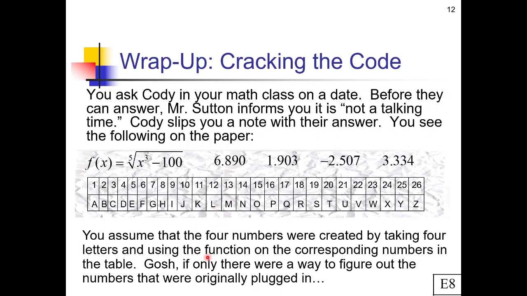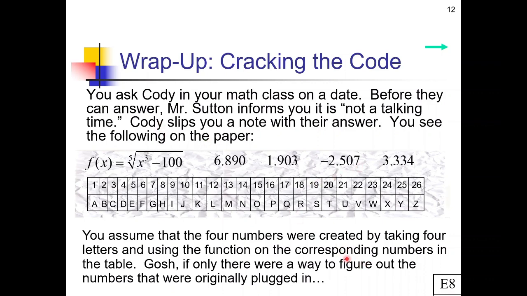We have some f of x function that is kind of crazy. It's a fifth root of x cubed minus 100. We have some random decimal sort of things going on here, and we have a table that correlates each letter of the alphabet with a number from 1 to 26. So you're looking at this and you're thinking, okay, let's assume that these 4 numbers were created by taking 4 letters out of here, assigning a number to them, and then plugging them into this function. So this function is giving us these 4 numbers based on 4 original numbers out of this table. If only we could figure out the original 4 numbers that were plugged in, that might help us decode this hidden message and see if we've got a date.